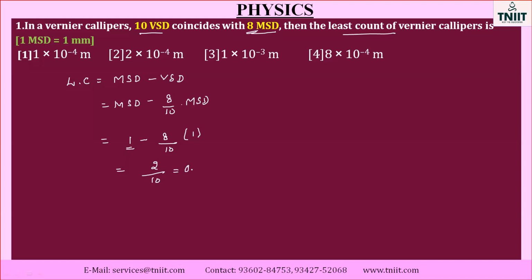What is 2 by 10? 0.2. The unit is millimeter. So 0.2 millimeter is the least count. 0.2 millimeter can be taken as what? 10 power minus 4 meter. So option 2 is the right answer. So least count is nothing but main scale division minus vernier scale division. 1 minus vernier scale division is 8 by 10 times the main scale division. Substitute, you'll get the answer.